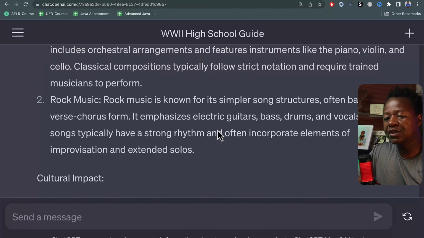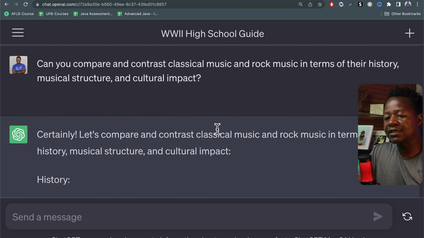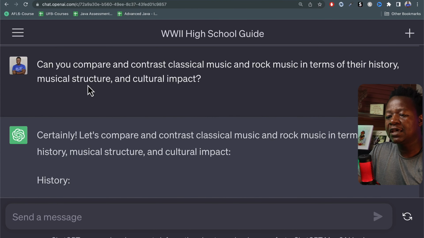Now, one thing to keep in mind is that when you construct your prompts, we could have said, can you compare and contrast classical music and rock music? And we could have stopped there. But as you should know by now, that is a little bit more generic. We want to focus and narrow things down so we can get the best out of ChatGPT, right? This is part of constructing and engineering your best prompts. So we said, well, in what terms? In terms of their history, musical structure, and cultural impact.